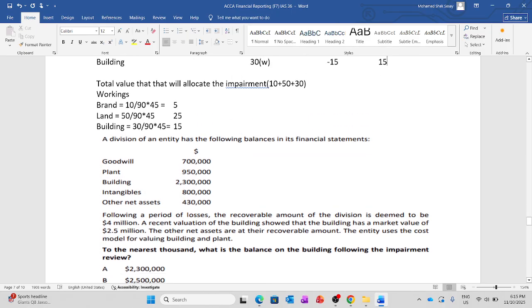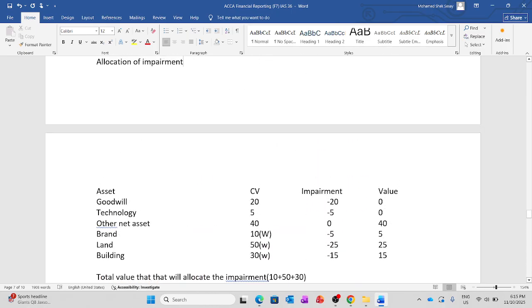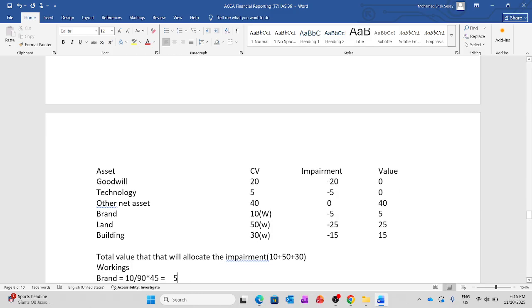I'm going to revise it again. Firstly, we are going to charge 100% of the goodwill. We are going to impair all of the value of the goodwill. Secondly, if there are any specific assets that the question clearly stated, for instance, this question mentioned technology. So the technology is worthless. It means it has no future economic benefits anymore. So we are going to fully impair that particular asset.